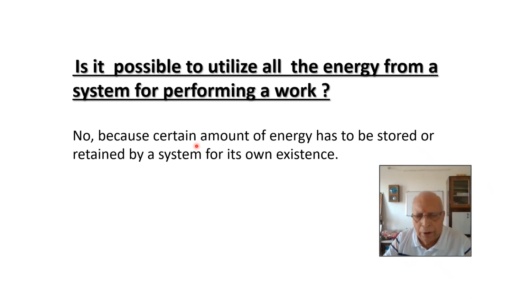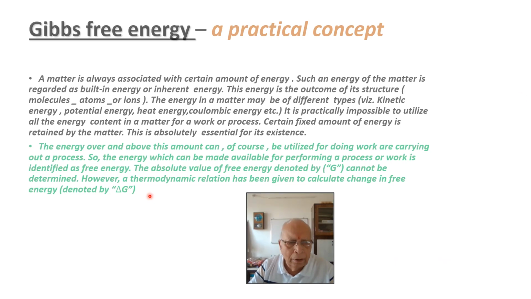Here I've already explained that it's not possible to utilize all forms of energy, because a certain amount of energy has to be retained by the system. And of course, here is this G. Energy is denoted by capital letter G, but the absolute value cannot be determined. It need not be determined. Of course, the change in free energy has to be determined.